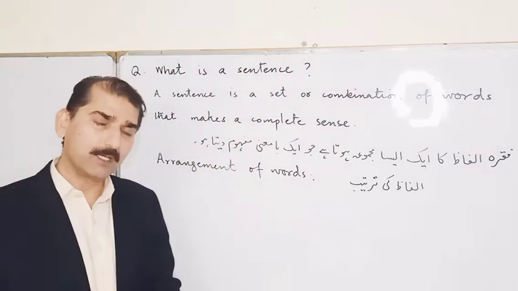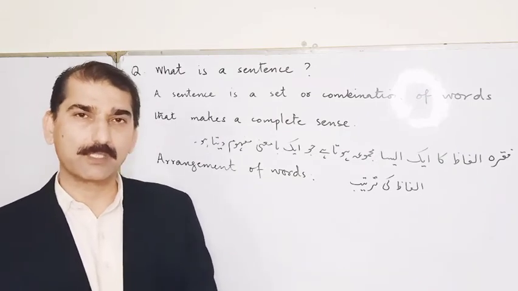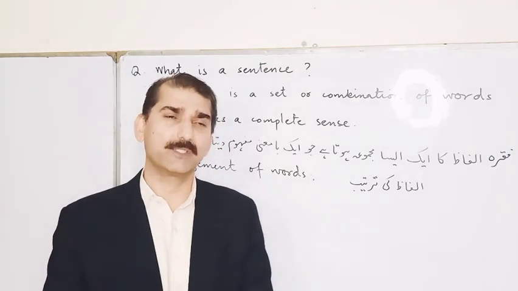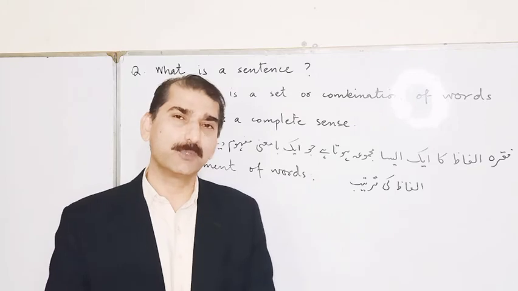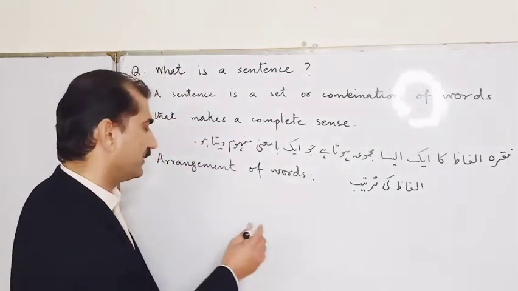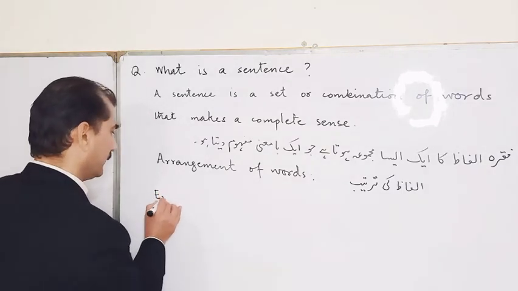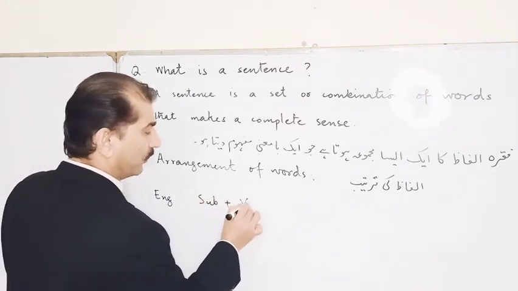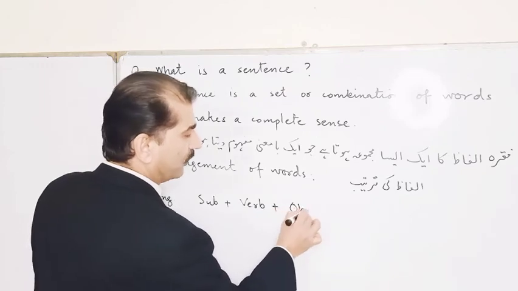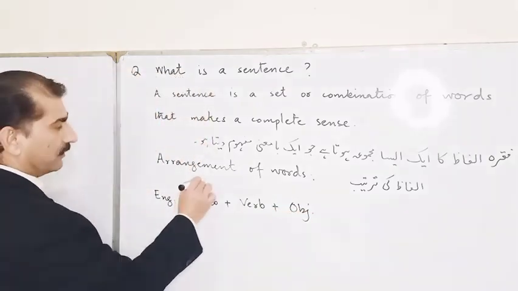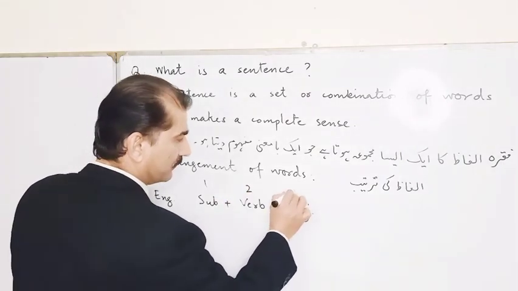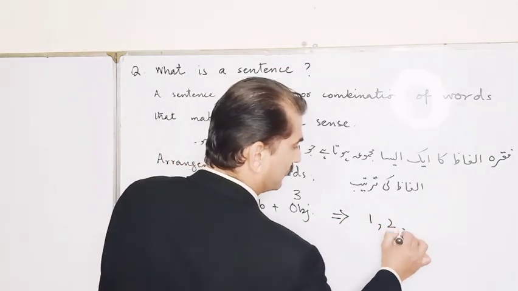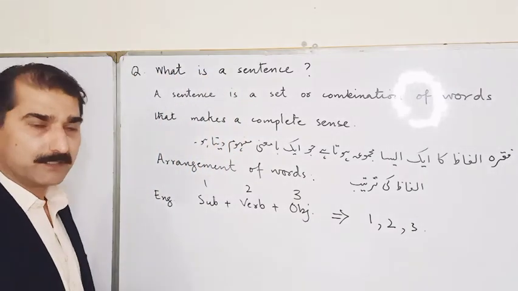In English, we normally begin the sentence with subject. After that, we use the verb, and lastly, we use the object or predicate or adverbs or whatever comes there. In English language, we first use the subject, then we add the verb, and lastly we use the object. Now if we take this as 1, this as 2 and this one as 3, then we get 1, 2, 3. The sequence continues.